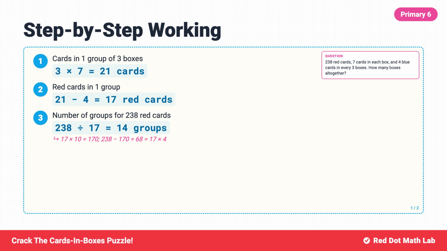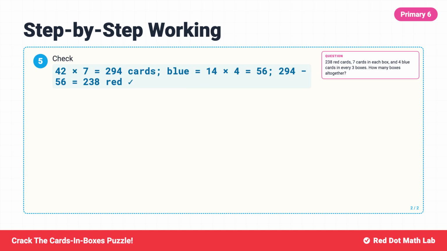Let's work it out together. 17 times 10 is 170. 238 minus 170 leaves 68, and 68 is 17 times 4, so 10 plus 4 gives us 14. Ishak packed exactly 14 groups of 3 boxes. Step 4, each group has 3 boxes, so the total number of boxes is 14 times 3, which equals 42 boxes. Before we celebrate, let's check our answer.